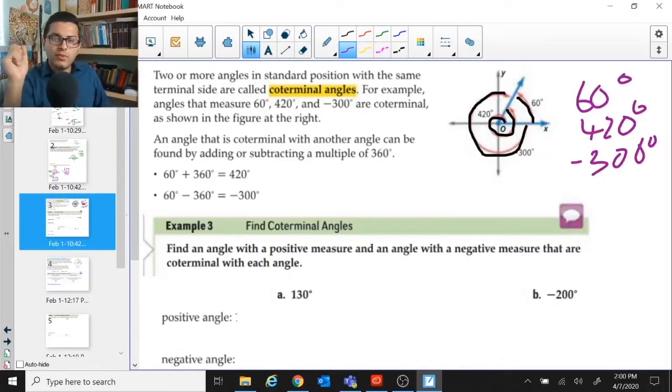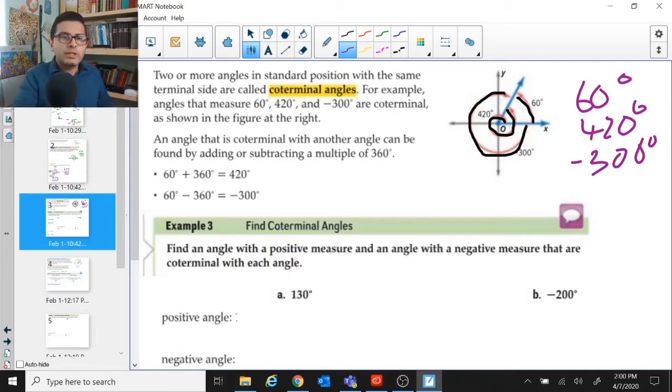Now, how do you find these angles? Well, what is the difference between 60 and 420? That's just going to be 60 plus 360 degrees. It's one more full rotation around the circle. So to find any coterminal angles, you just add or subtract 360 degrees. That is it. That is the extent of this. We don't have to draw them out. We don't have to even think about it. We just have to add 360 degrees or subtract 360 degrees to find the coterminal angles.